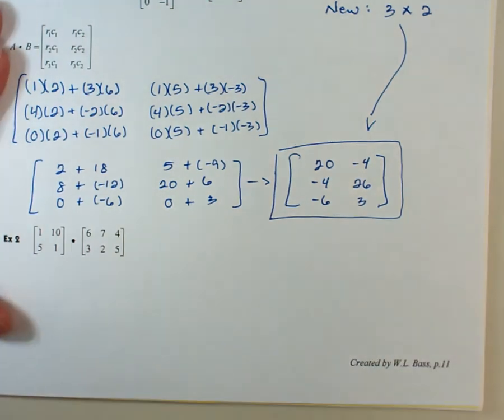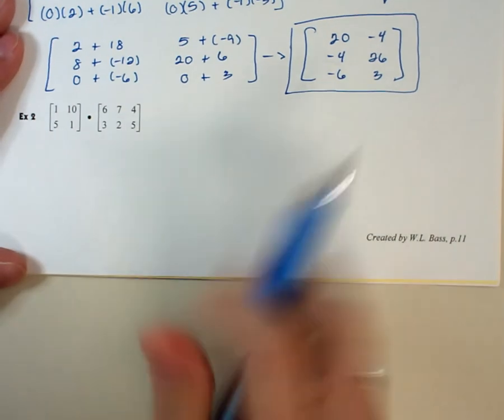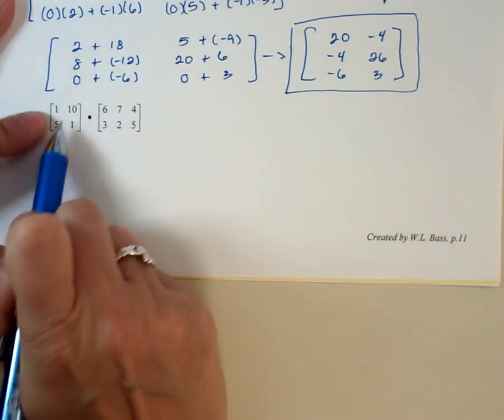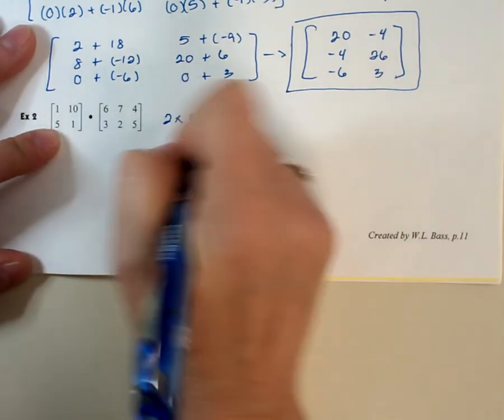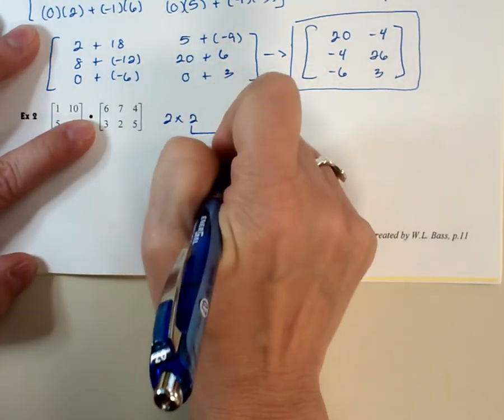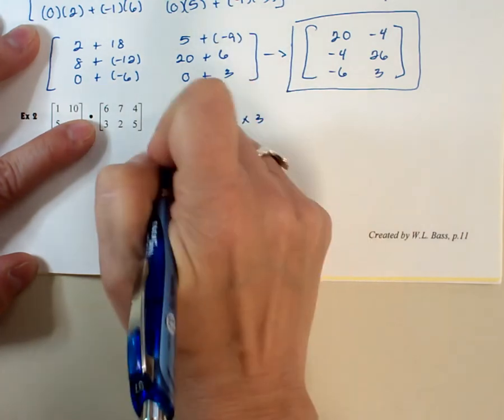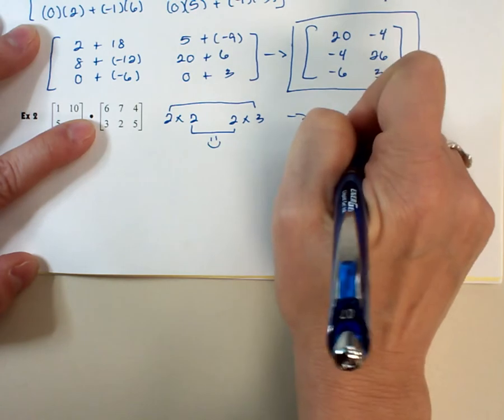Okay, let's look at another example. Let's do another one, just so that you can see 2. So again, first we're going to check our dimensions. Our first one is a 2 by 2. Our second matrix is a 2 by 3. These match, which means our new matrix is going to be a 2 by 3.